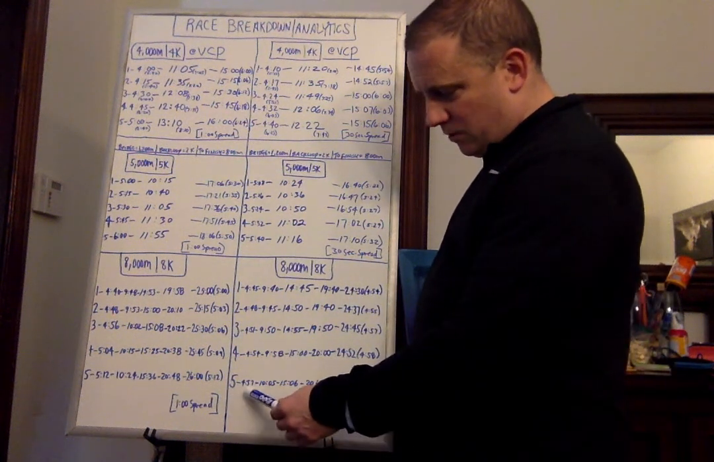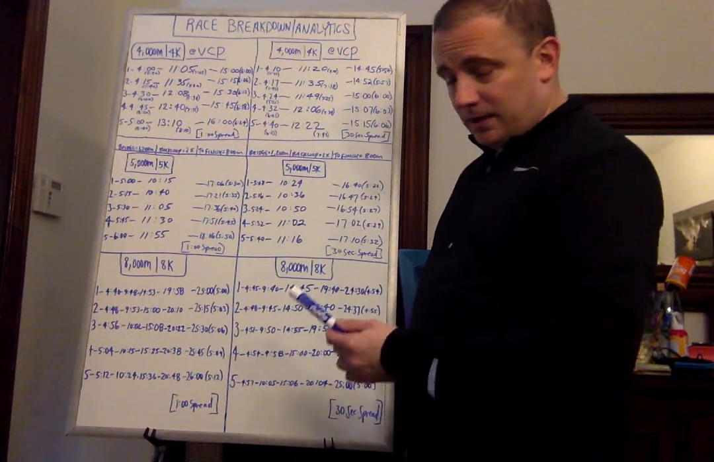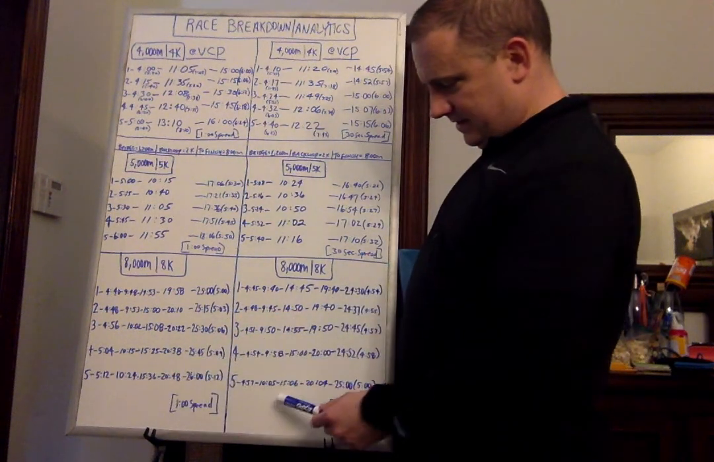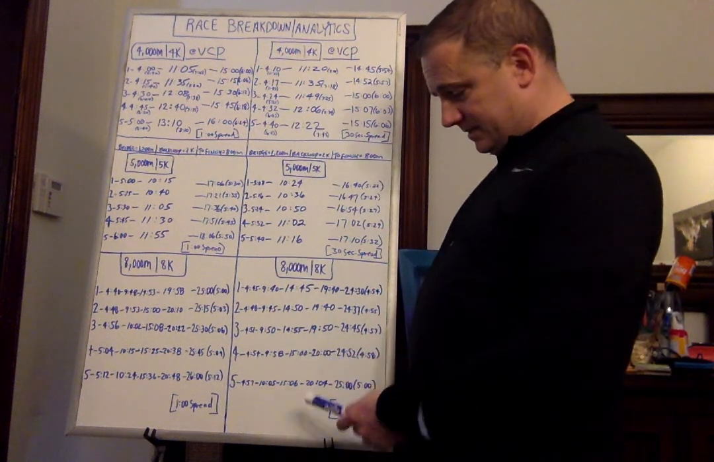Your number 5 athlete going out in 4:57 instead of 5:12. 10:05 at the 2 mile instead of 10:24. 15:06 at the 3 mile instead of 15:36. You're 30 seconds ahead at 3 miles.